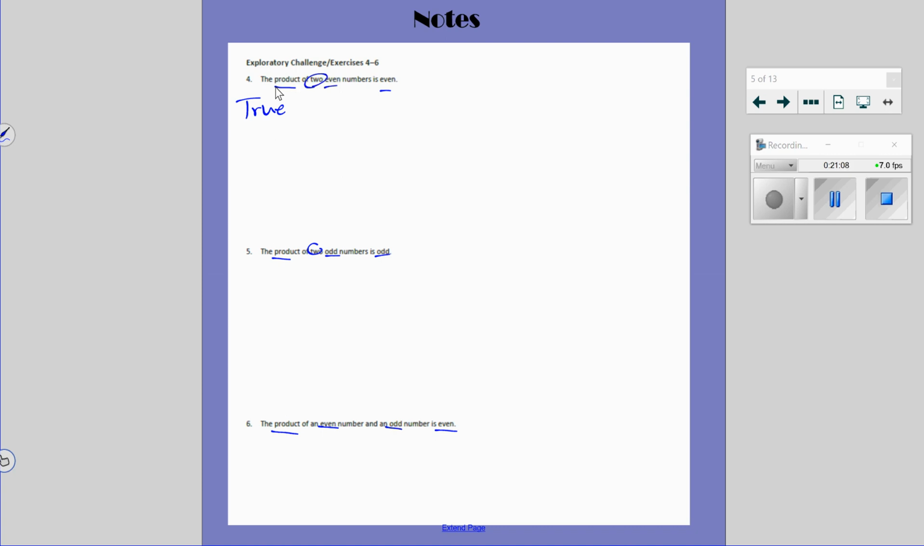We're multiplying. No, product means multiply. So is your hand down now? Part C, number 6. Okay, hands down. How many think that one is false? Okay, so you guys seem pretty sure on that one. So we'll call that one true.